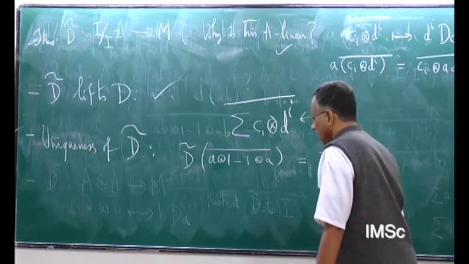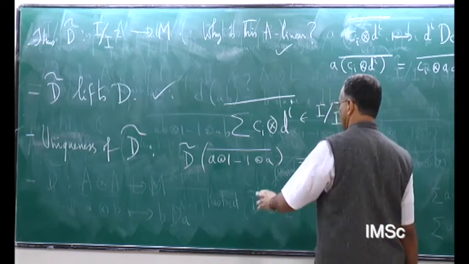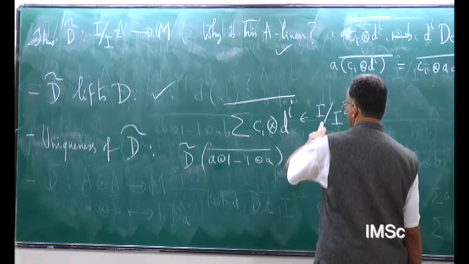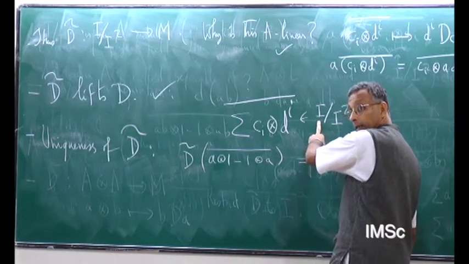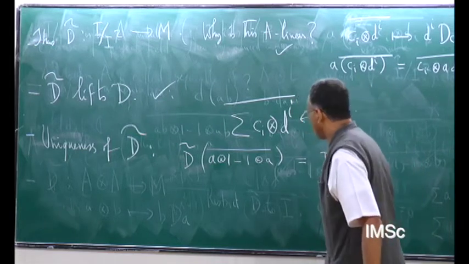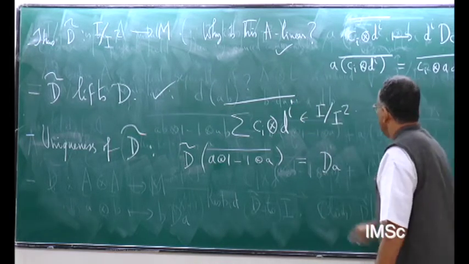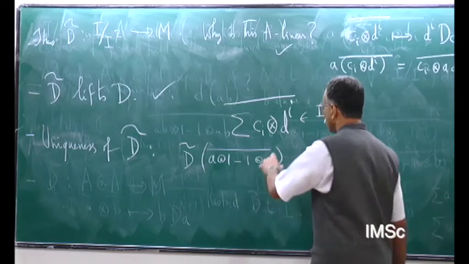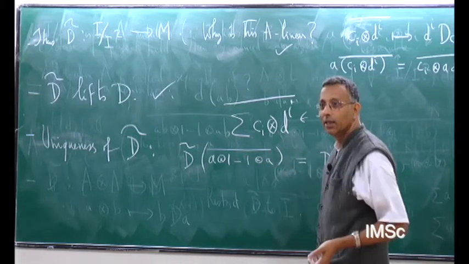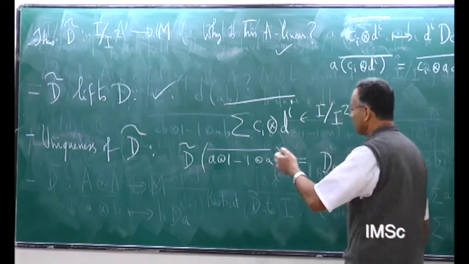Okay. The other thing is to try and show that these elements generate I mod I square as an A module. We could try and do that. So let's just try that. Okay, I will try for 5 minutes. If we can't do it, I'll again ask for a deferment of the proof.